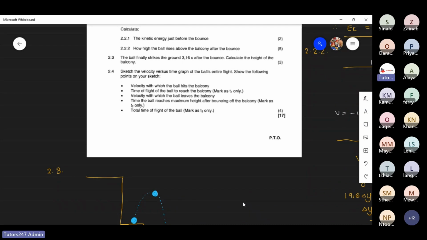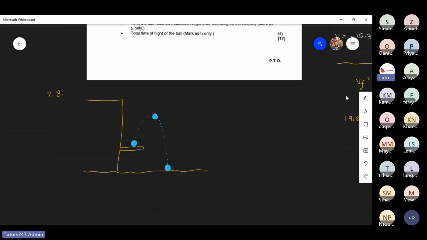So we have question 2.3. The ball finally strikes the ground 3.16 seconds after the bounce. So I'm going to label initial and final. I'm going to call this initial, and I'm going to call this final. So the time to go from my initial point to my final point is 3.16 seconds. Keep that in mind. The time to go from the bounce to the ground is 3.16 seconds.